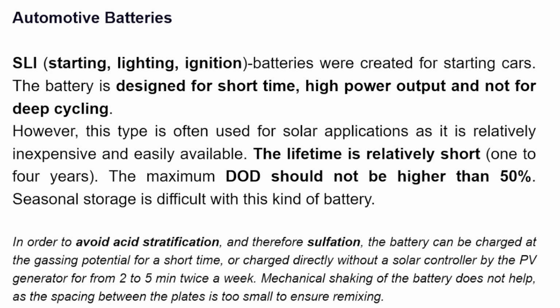In order to avoid acid stratification and therefore sulfation, the battery can be charged at the gassing potential, so higher than usual for a short time, or charged directly with a charge controller by the photovoltaic generator from 2 to 5 minutes twice a week. Mechanically shaking the battery does not help a lot, as the spacing between the plates is too small to ensure remixing.